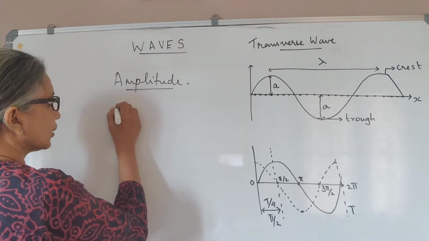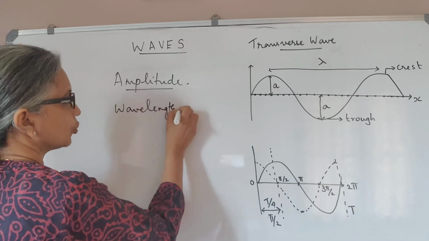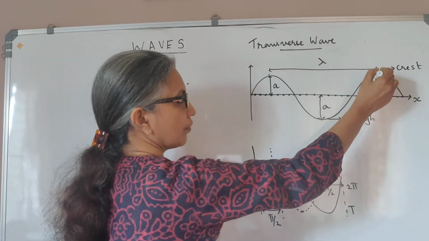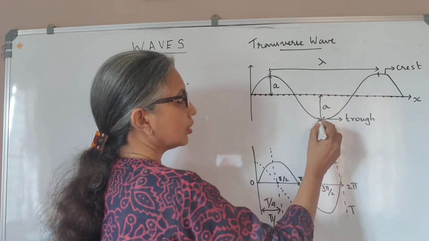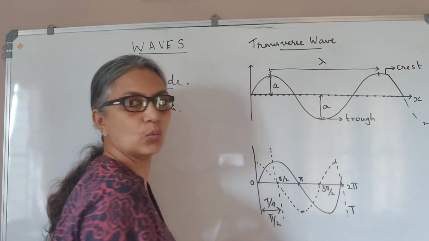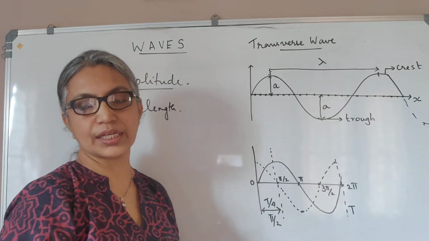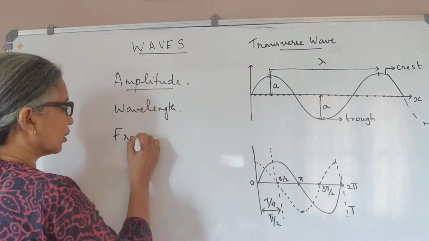We also need to look at wavelength. Wavelength is the distance between two crests. We have a crest here and here. Two consecutive crests, or the distance between two troughs, is what you would call as one wavelength, also measured in SI unit meters. Then we have to look at frequency.